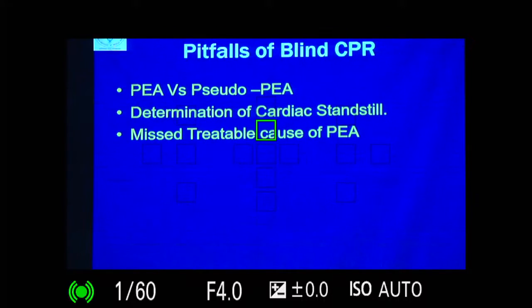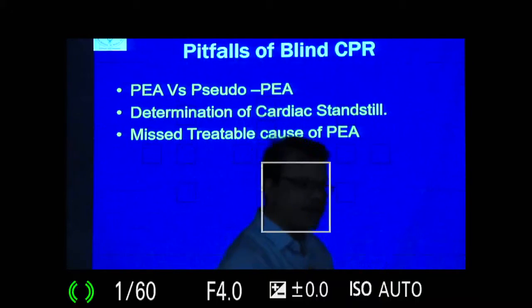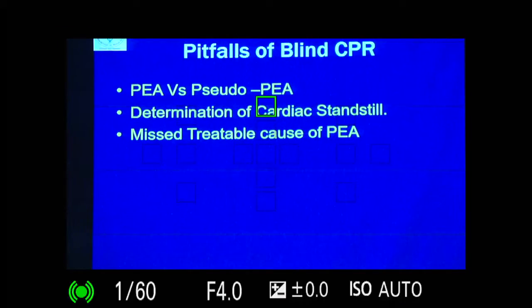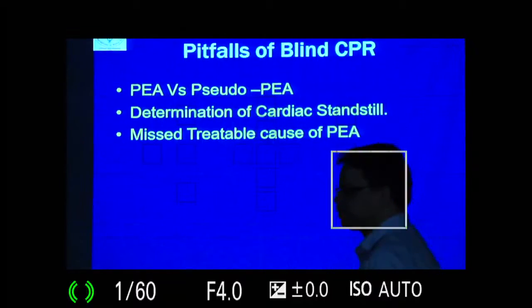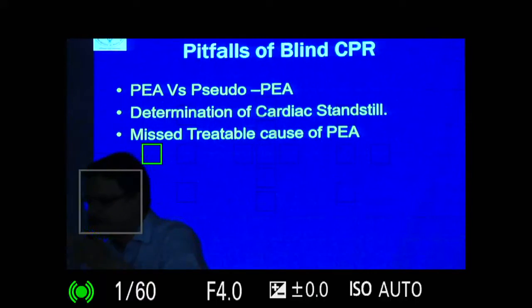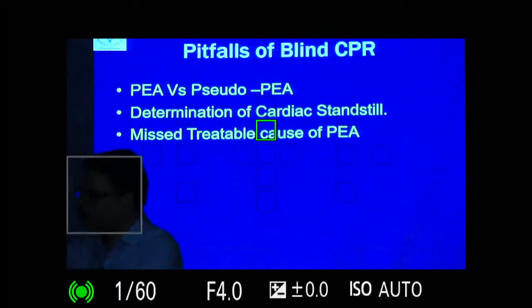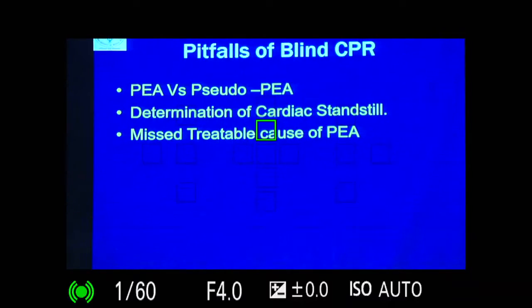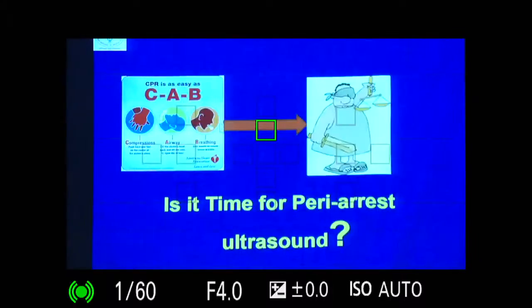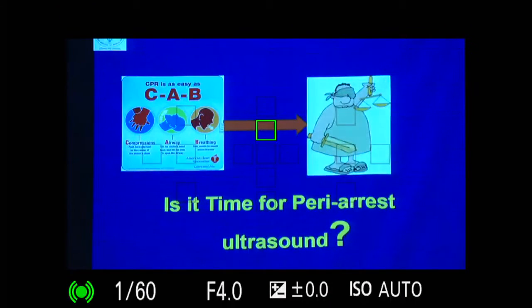And two more things: you can also pick up fine VF, which will help you to give the shock. You may think you will be seeing a flat line in the leads, but if you see fine VF, the treatment is different. One will go into a shockable algorithm, one into a non-shockable. Many times it will appear as a flat line. You understand? That is how it makes a difference. But many times these are blind pitfalls of CPR where you are not adjuncting with point of care ultrasound. So, is it time for peri-arrest ultrasonography?